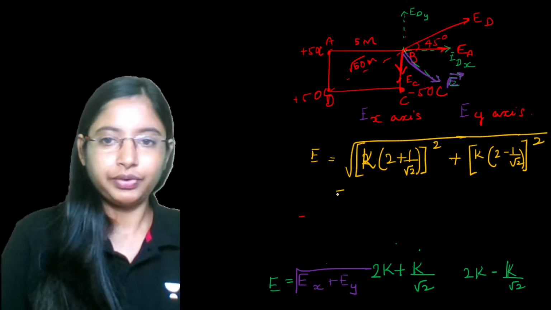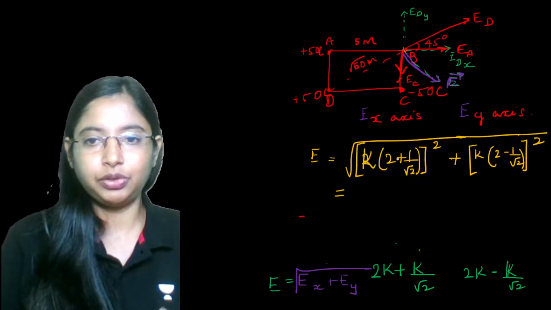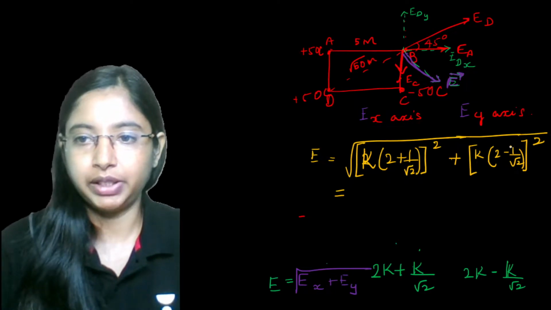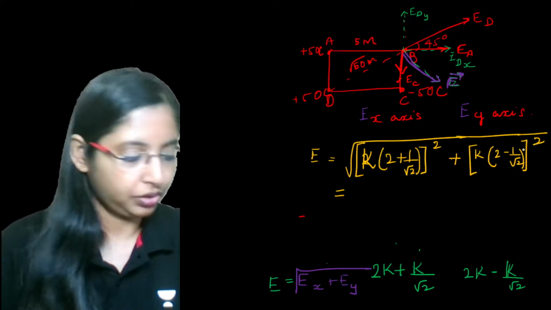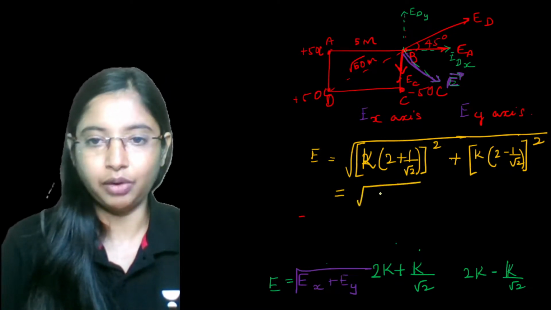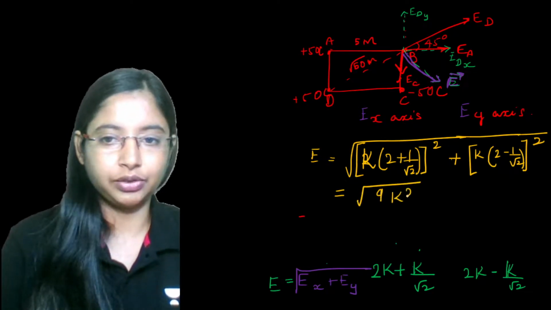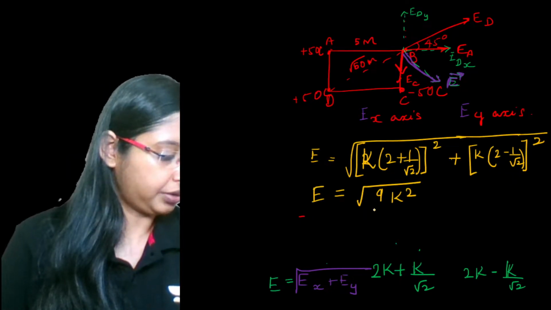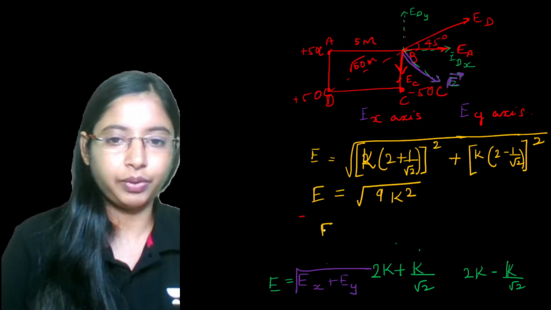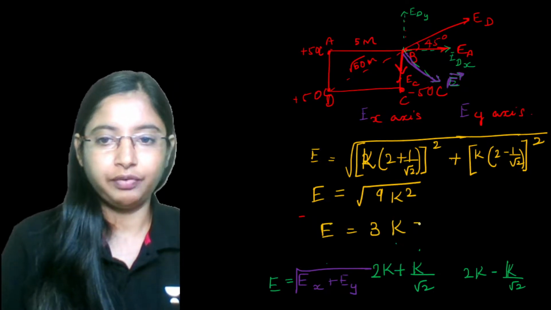If you solve this, it will be 2 root 2 plus 1 by root 2, and this will be again 2 root 2 minus 1 by root 2. So if you solve for this, you will get E square around 9 k square. This will be the total electric field magnitude. Now the square root of this is nothing but 3k. We know the value of k.